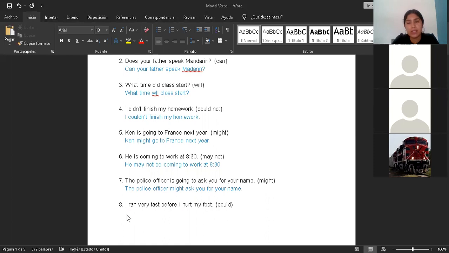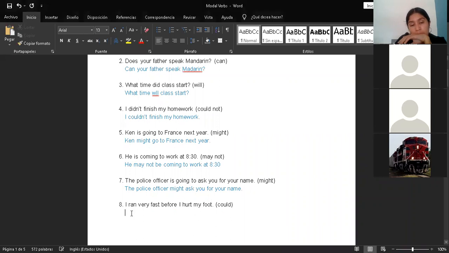Number 8. I ran very fast before I hurt my foot. So, aquí estamos hablando de habilidad. ¿Qué podía hacer esta persona que ya no puede? I could run very fast before I hurt my foot. Very good. Entonces el run lo voy a pasar a base form. I could run very fast before I hurt my foot.